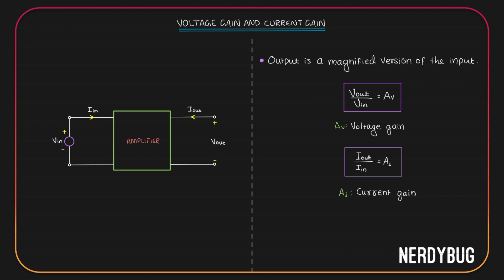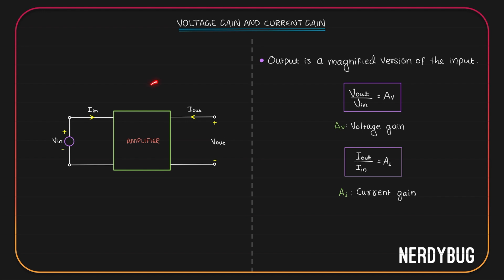Now, one question that comes to my mind is this. We have already defined the current gain. Beta, we took it as the ratio of IC to IB and we called it the current gain. So, what is the difference here? It is true that beta is the ratio of the output current to the input current when the transistor is operating in its forward active region.